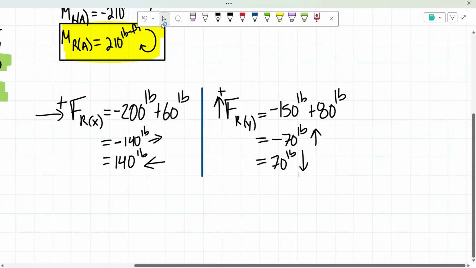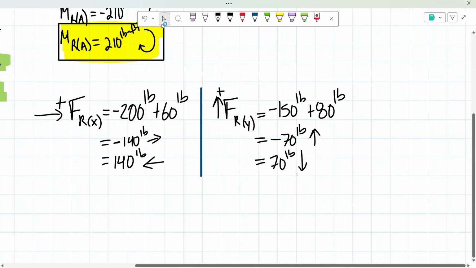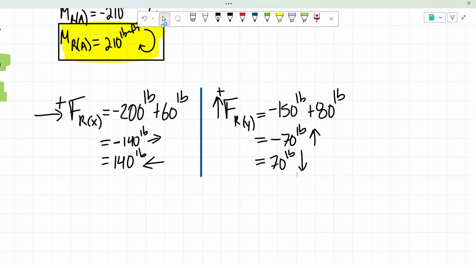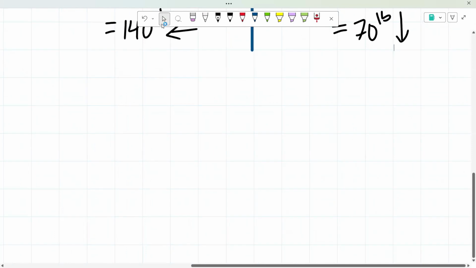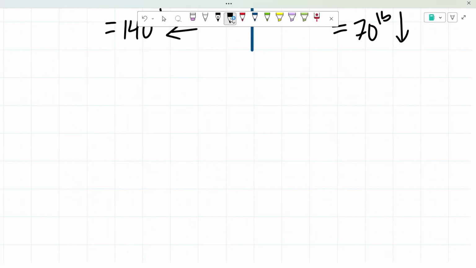So now that we've found the sum of our forces in the X direction and the sum of our forces in the Y direction, now we're going to be able to determine our resultant force. So to find the resultant force, what we're going to do first is we're going to sketch out our forces that we have here.